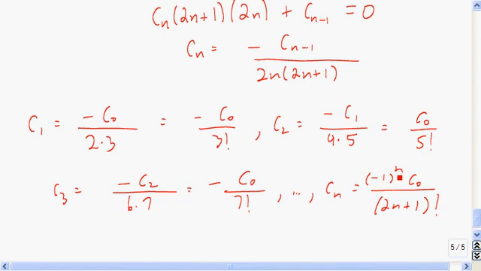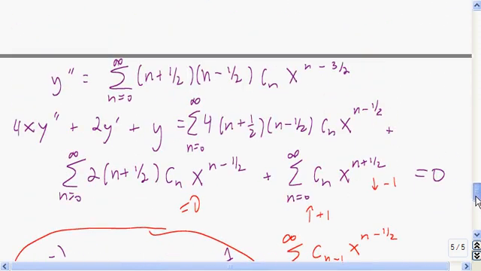So in general, we have c sub n is equal to negative 1 to the power of n. Okay, so when it was 3, it was negative. When it was 2, it was positive. When it was 1, it was negative. So negative 1 to the power of n, c0. And then the relationship between the subscript and the number in the factorial. So here, when it was 3, it was 7. When it was 2, it was 5. Okay, so we could see that 2 times n plus 1 factorial is what our denominators will be.